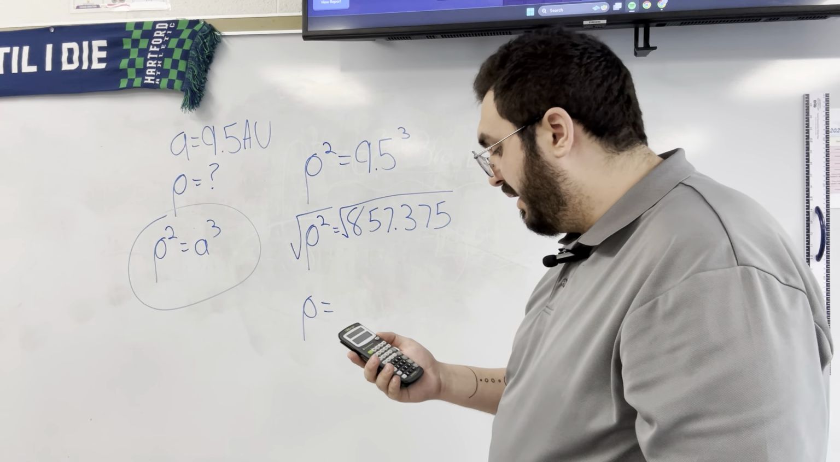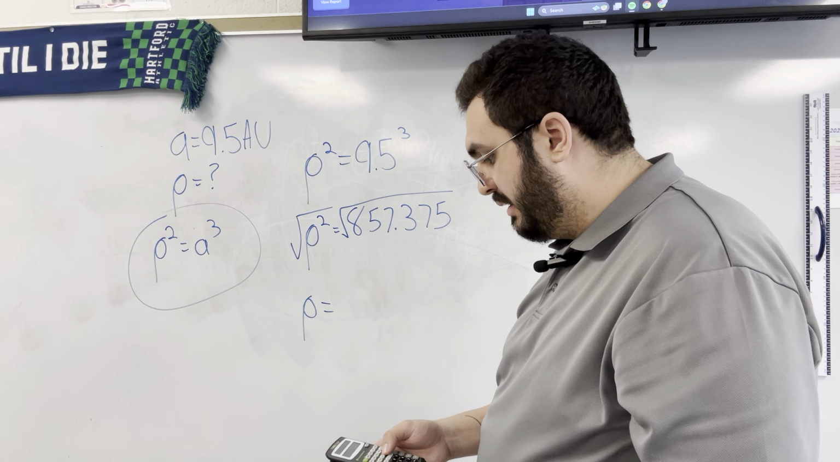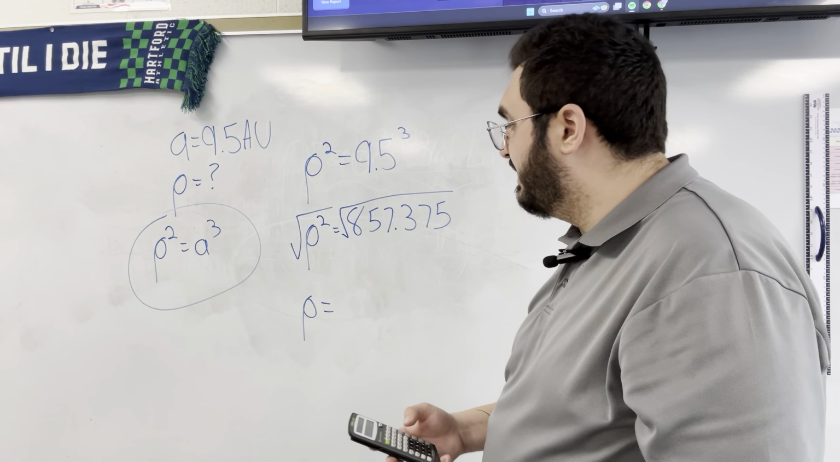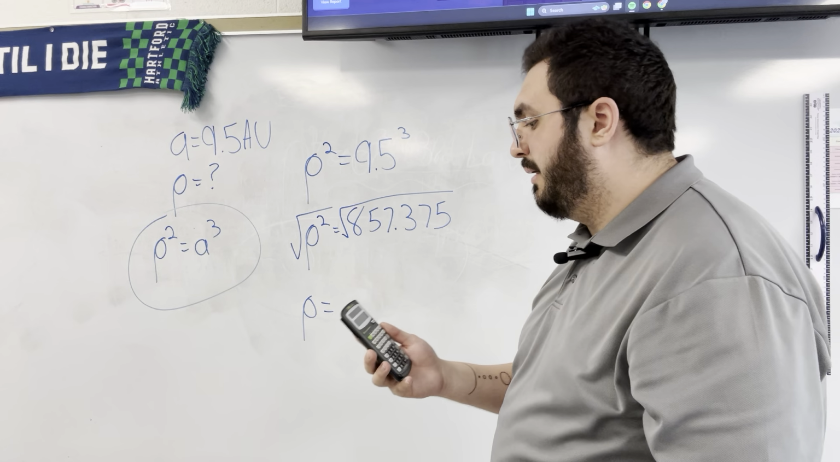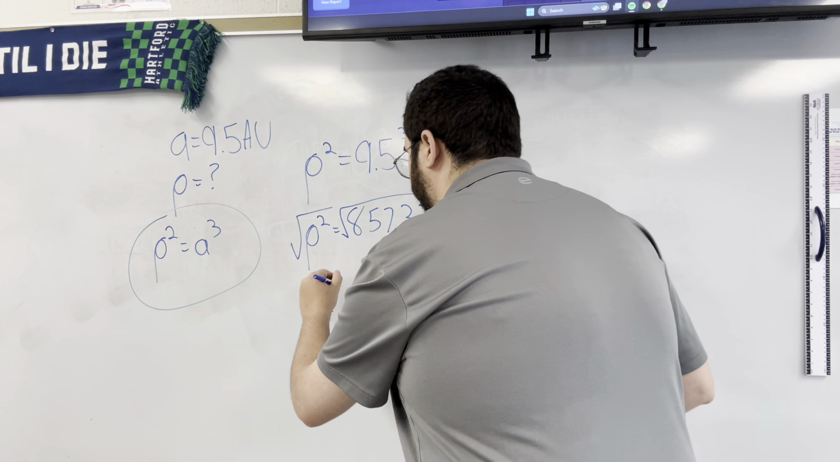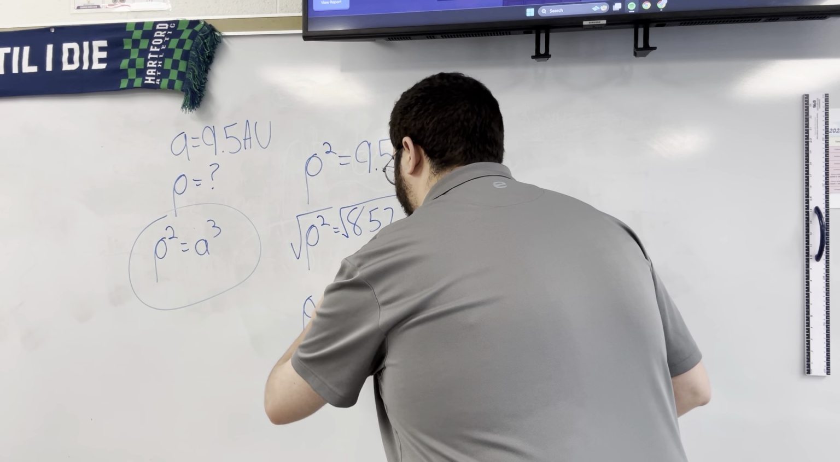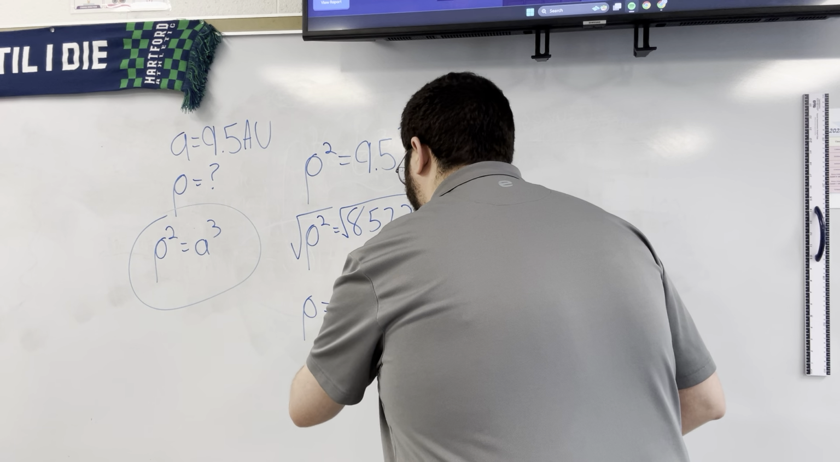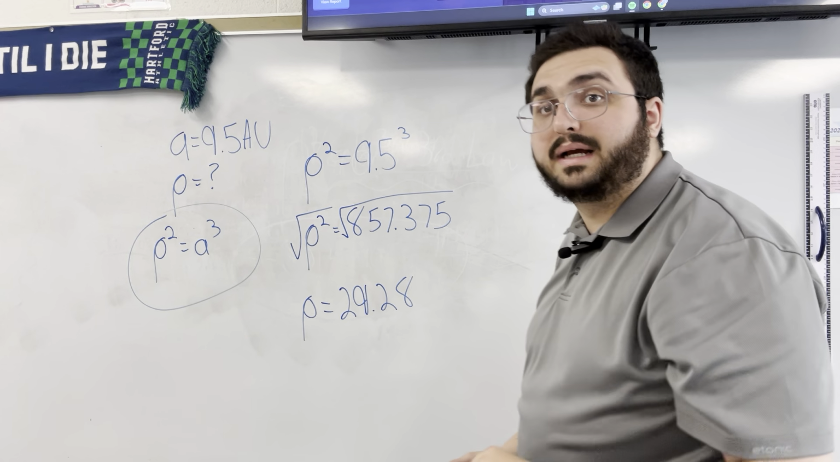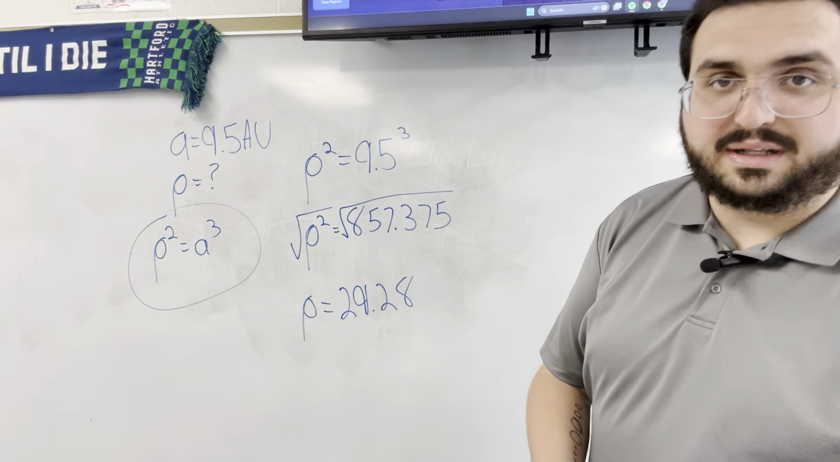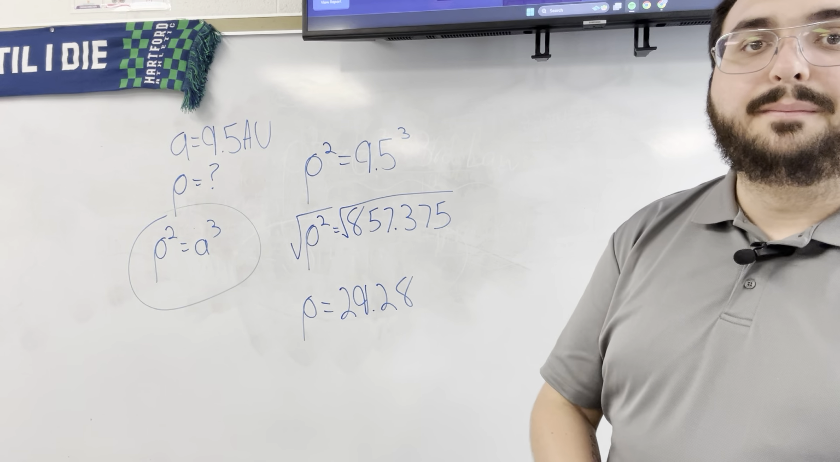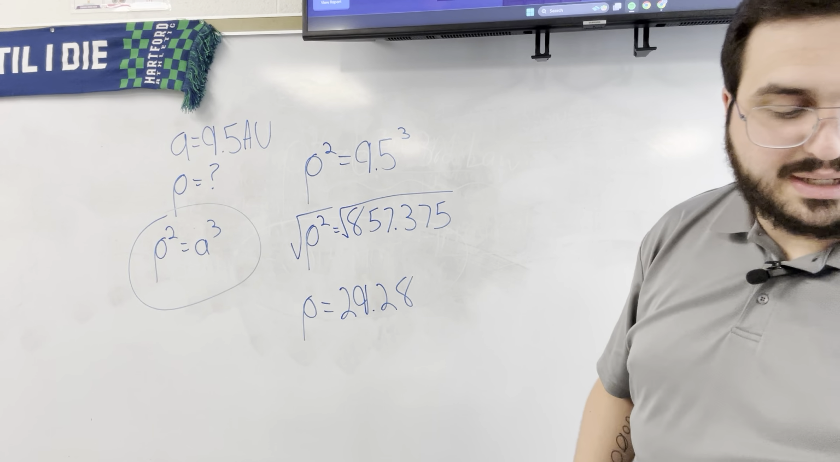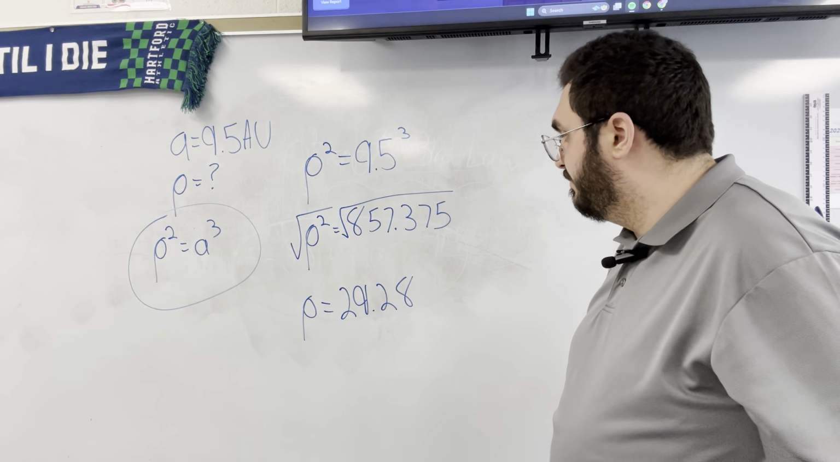So I'm going to find that button on my calculator. I'm going to hit it. And when I do, I get 29.28. Mind you, I'm rounding there. There's a bunch of other numbers after that, a little bit of number garbage there. But for our purposes, 29.28 is good enough.